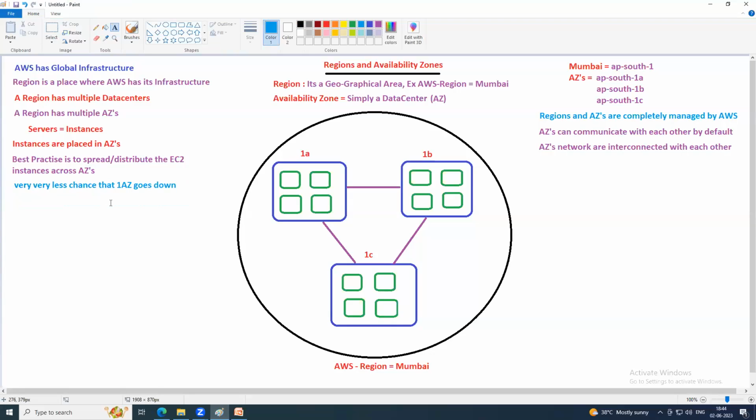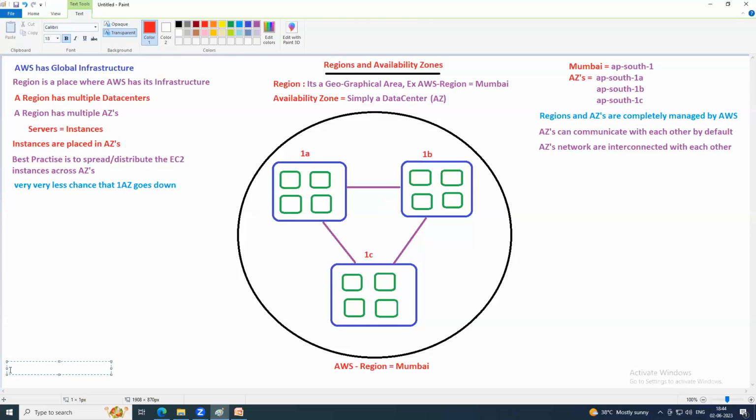If one goes down, does the other go down? Meghana, tell me guys, if one goes down, will the other go down automatically? No. Okay, now I'll tell you which region we are using, Chitti? Mumbai. Anyone from Mumbai here? No. Okay, do you know the places in Mumbai?